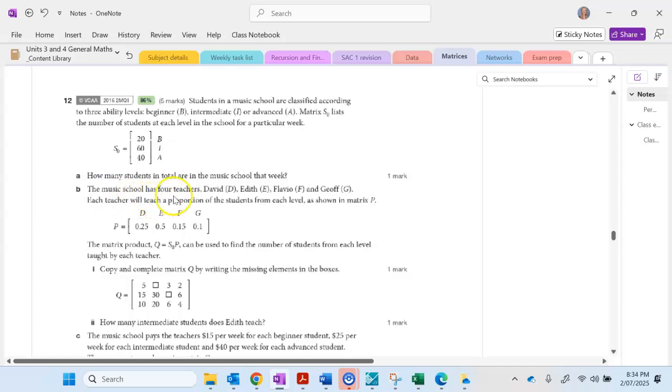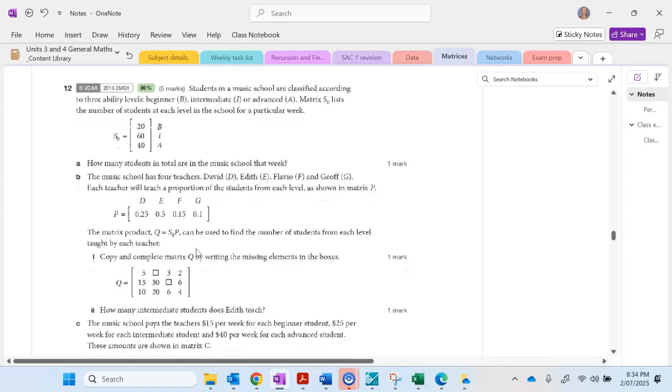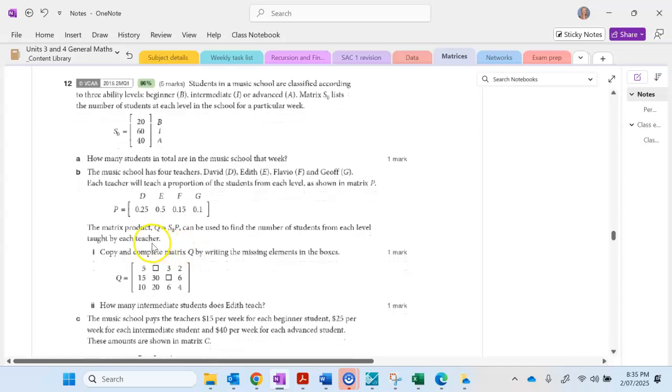The music school has 4 teachers: David, Edith, Flavio, and Jeff. Each teacher will teach a proportion of the students from each level as shown in matrix P. So David has 25%, Edith 50%, Flavio 15%, and Jeff is 10%. The matrix product Q times S0 times P can be used to find the number of students from each level taught by the teacher. We still haven't got to the question. Copy and complete the matrix Q by writing the missing elements in the boxes.